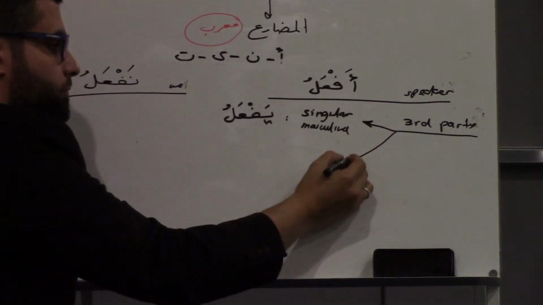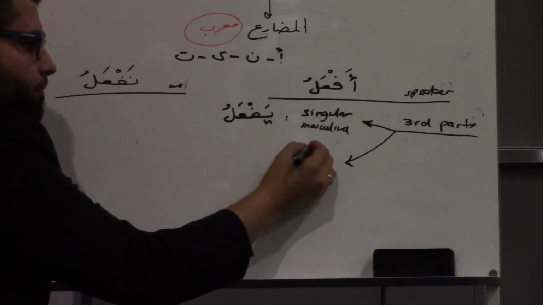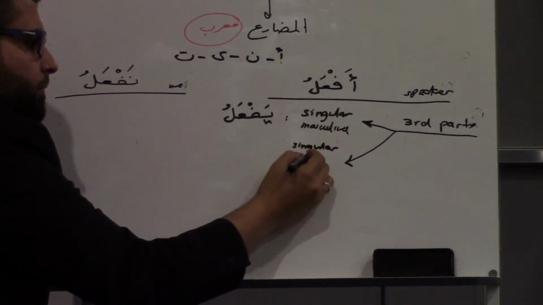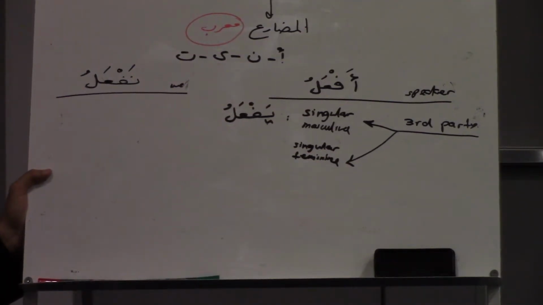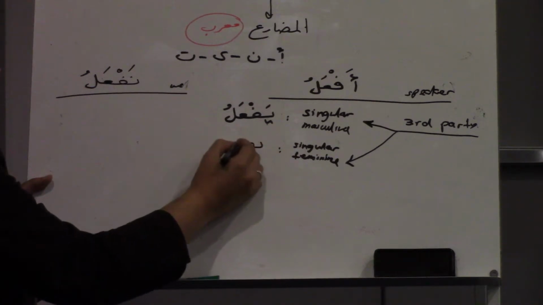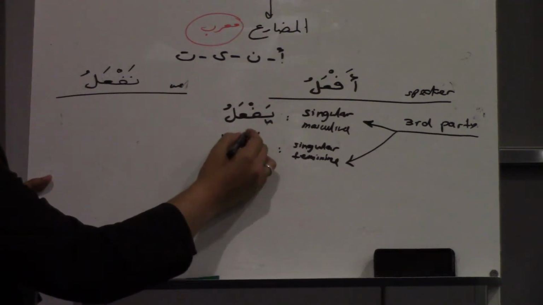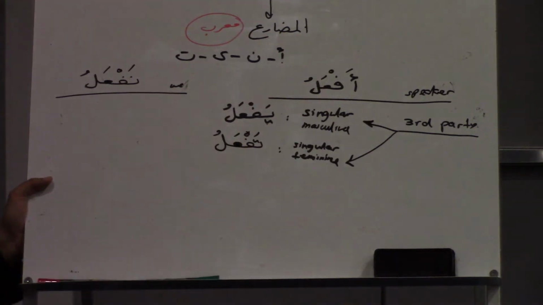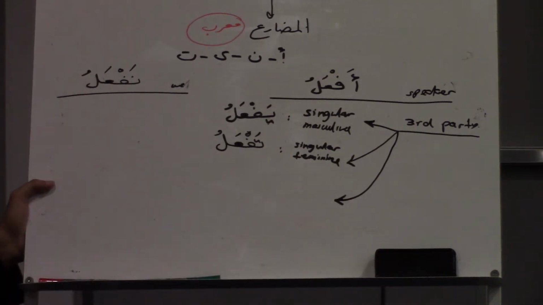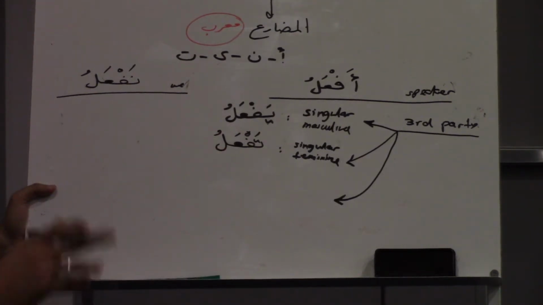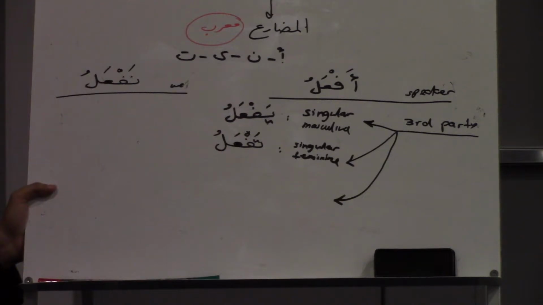Now, if I want to talk about a singular female, I'm talking about one lady. What do I say? Yes. Okay. If I want to talk about a third party, it's not singular anymore. We're done singular. Let's move on to this next one. What's after singular in Arabic? Dual, right? So dual.